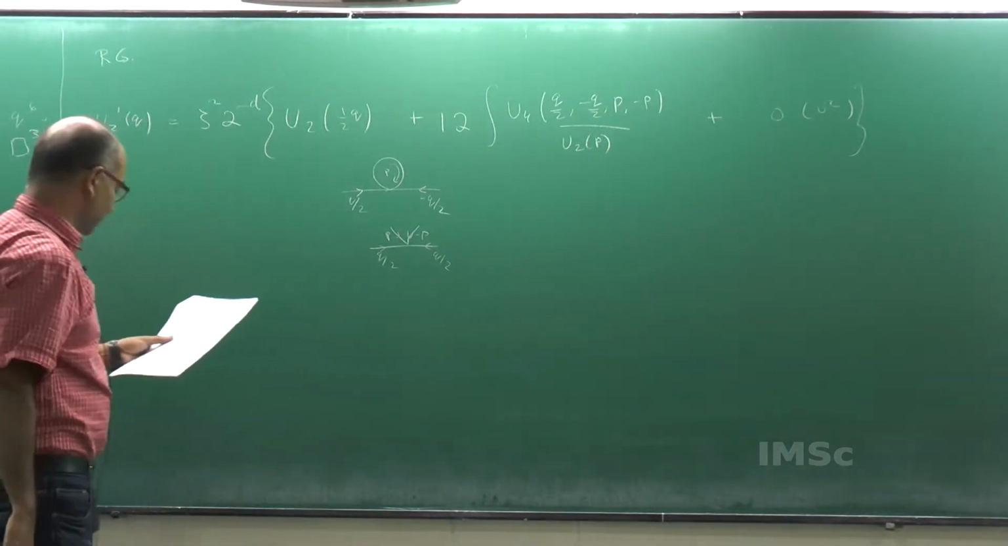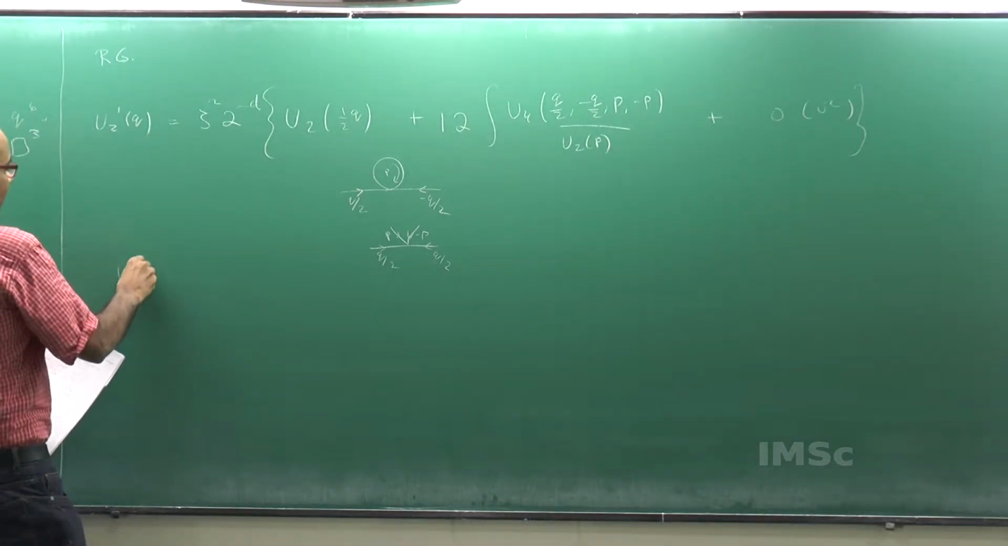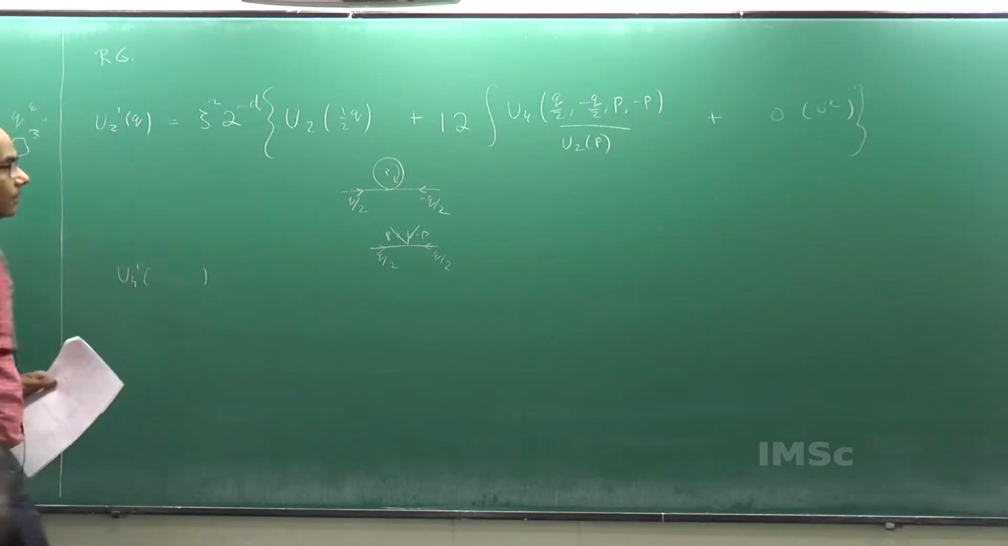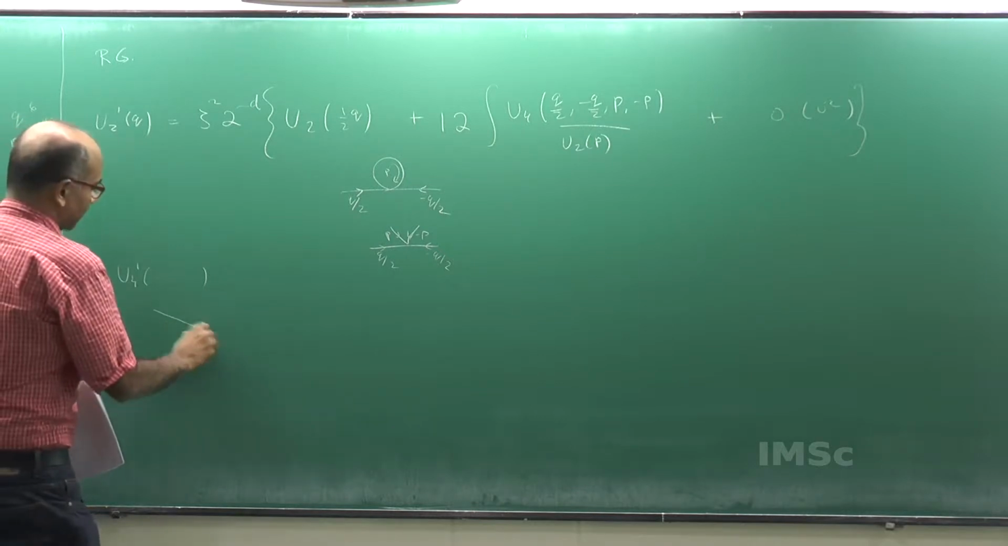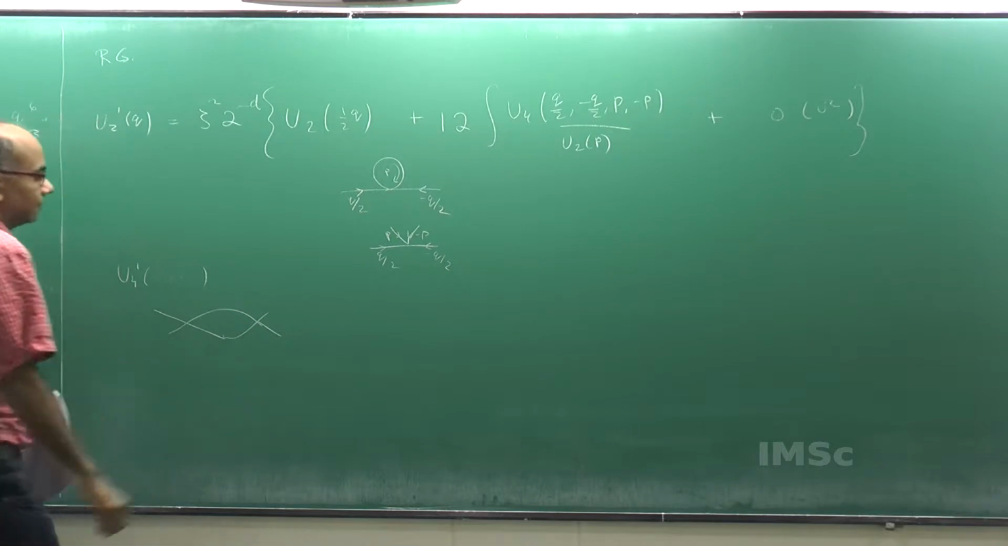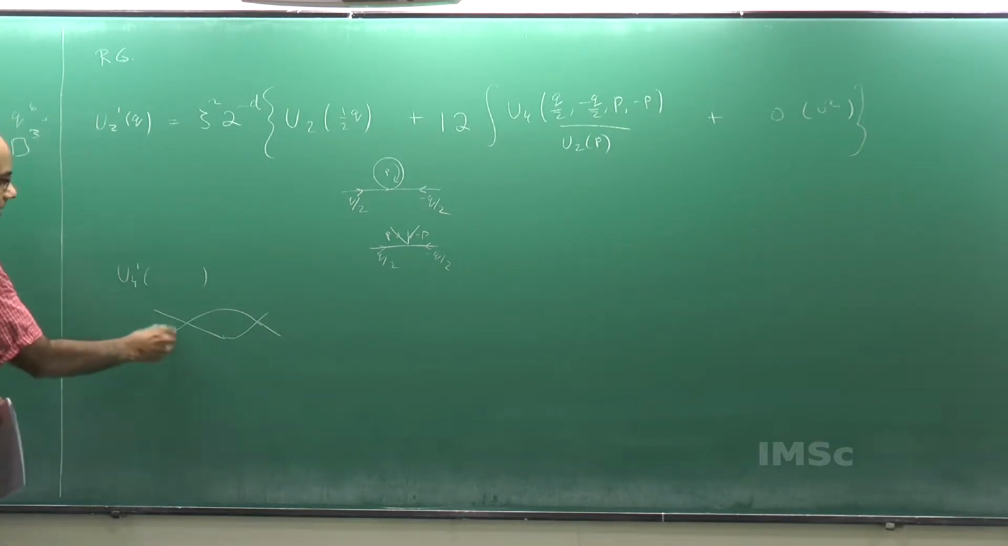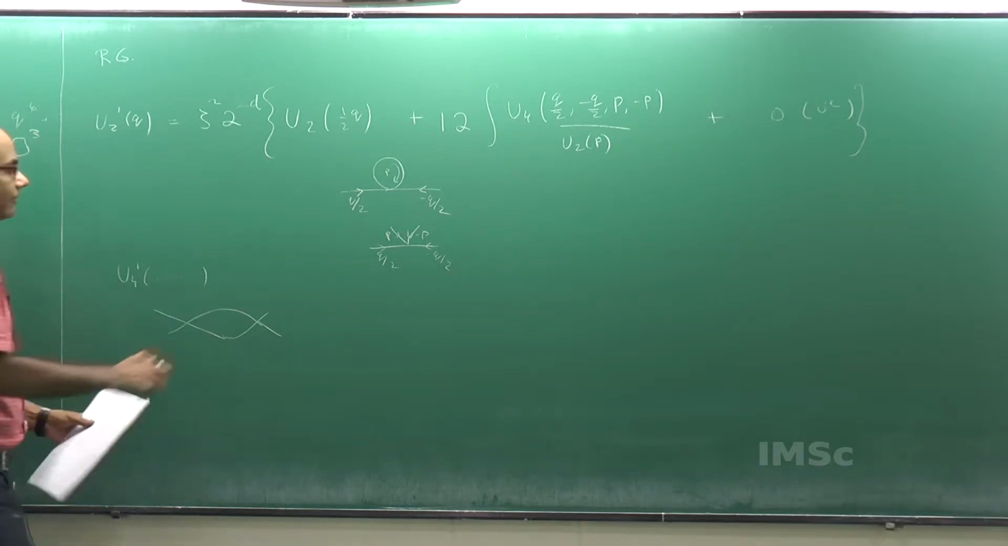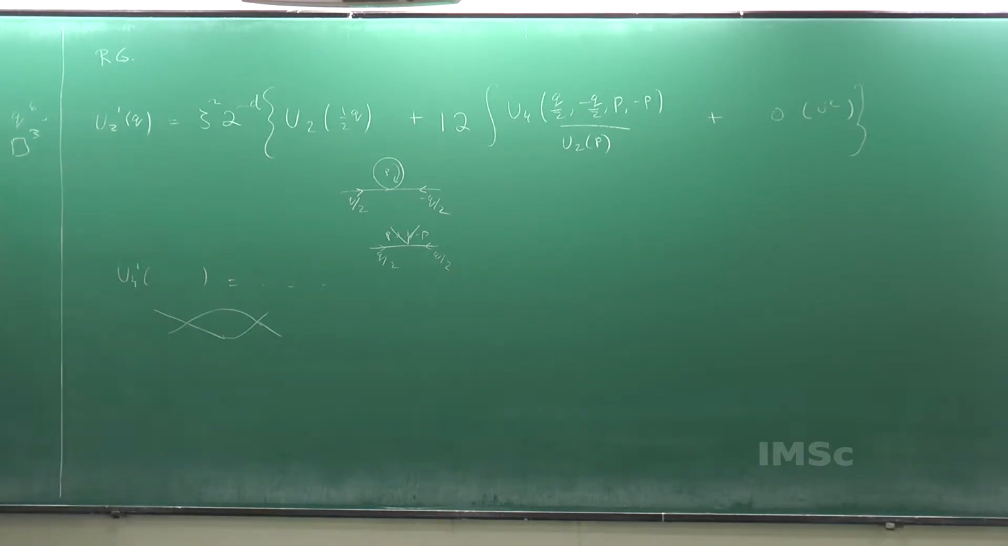And I won't write down the equation. Similarly, we had an equation for u4 prime, which you can check in your notes, which involved diagrams like this. So this is a correction to the 4 sigma interaction, and we had something like this, which I won't bother to write down.